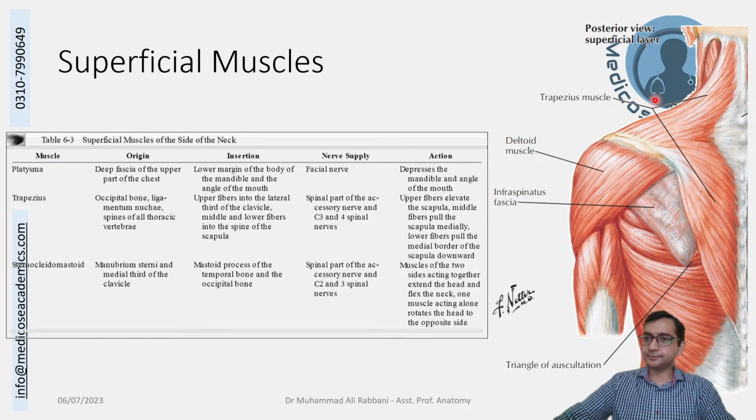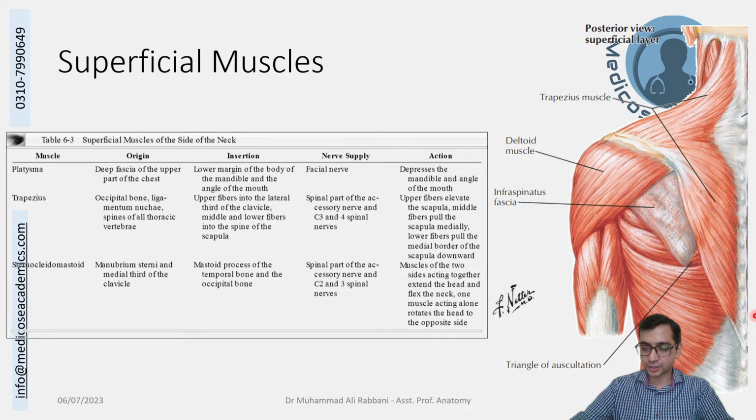It's a very large muscle. Let's look at its origin only. It starts from here: the superior nuchal line, the external occipital protuberance, joins the nuchal ligament here, and from C7, the last cervical vertebra, the vertebra prominens, and the spines of all the thoracic vertebrae. So it originates from the superior nuchal line, external occipital protuberance, nuchal ligament, C7, and all the thoracic spines.